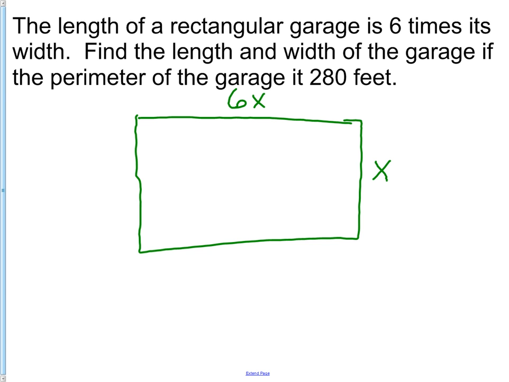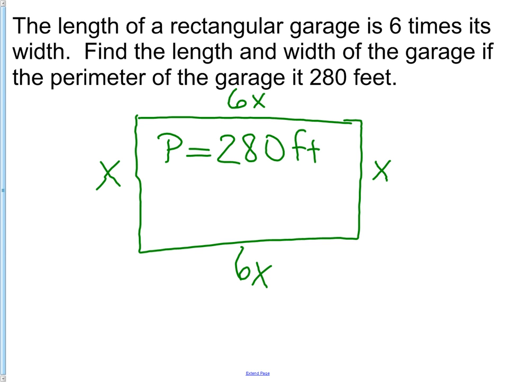Now, do you know the property about rectangles that would be really useful right now? I bet you do. If the top side is 6x, the bottom side also has to be 6x. If the right side is x, then the left side is also x. Now, in this question, it tells you that the perimeter, I'll use P, equals 280 feet. How do we find perimeter? If you were thinking add up all sides, you'd be correct.